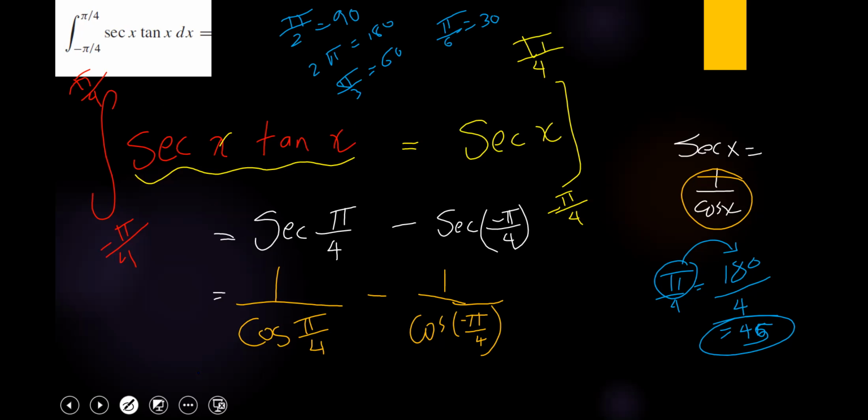Then after that, let's find 1 over cosine pi over 4. Now I want you, please, if you have your calculator, to work with me to check if your answer is correct or not. One over cosine 45. What is your answer? 1.41, or square root of 2. Minus. Now do the same for 1 over cosine of negative 45. Also square root of 2. So what's the answer here? 0. So the integral of secant tan from negative pi over 4 to pi over 4 is 0.